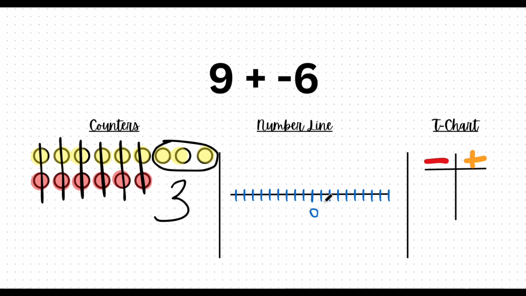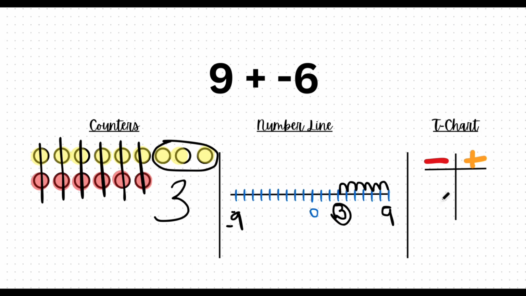Now we're going to do the same thing on the number line. We're going to label our number line from +9 to -9, and then we're going to start at +9 and count 6 to the left since we're adding -6. And once we stop counting 6, we're going to find out what number that is, which is a +3.